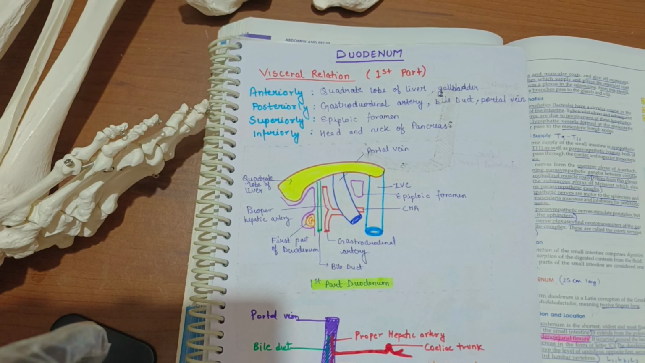So we are going to discuss the duodenum and its visceral relations. We begin with the first part. The duodenum has four parts, as you all know. So we are going to study the first part of the duodenum.